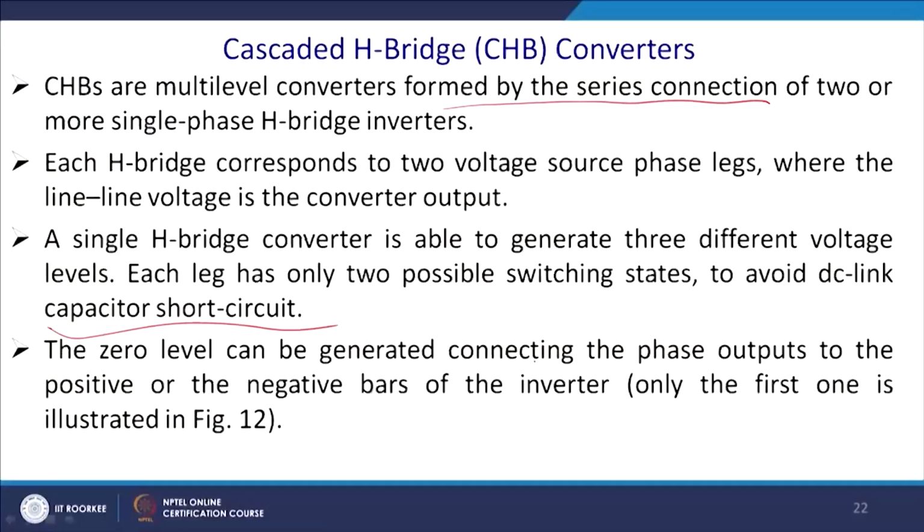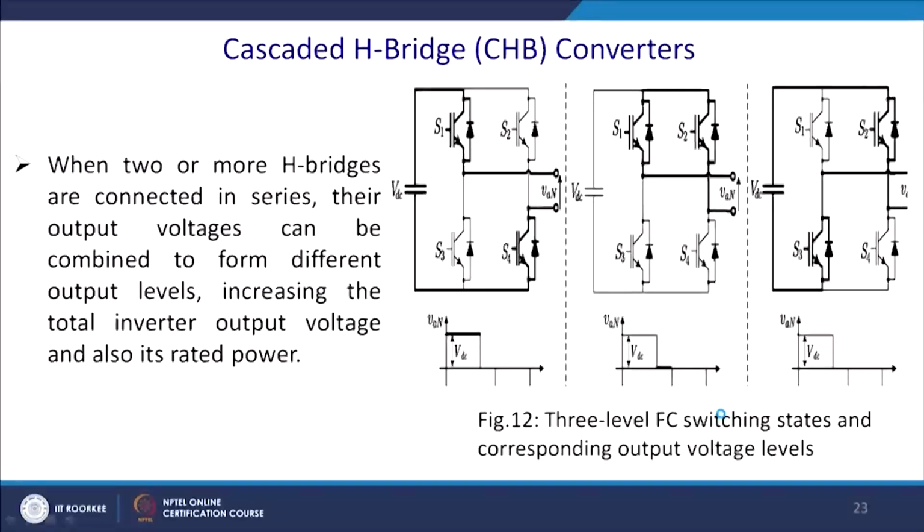But it has a modularity in nature, you can put them in cascade manner and you can build any level you want. The 0 level can be generated by connecting the phase output to the positive or the negative bars of the inverter, only the first one is illustrated here. So, this is how you can cascade it to many levels. Once S1 and S4 are closed, you get a positive DC voltage, and once you decide to short this upper leg, since this was conducting, you get a 0 voltage.